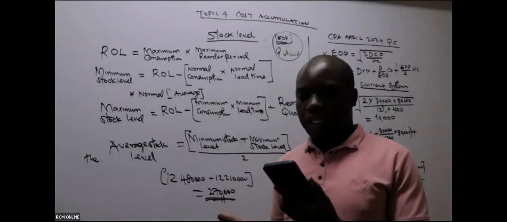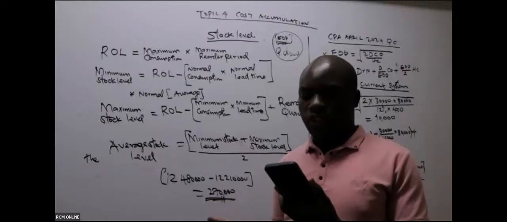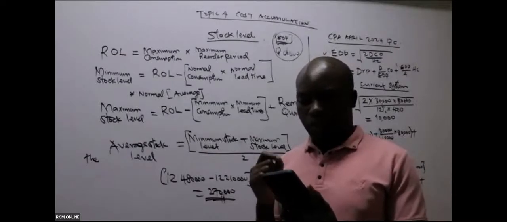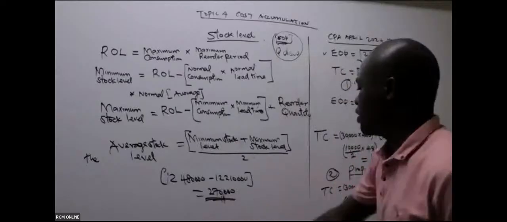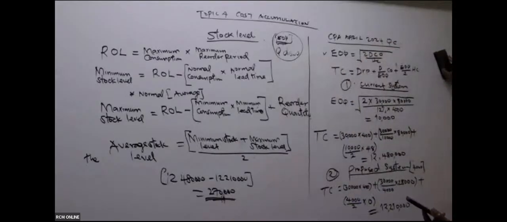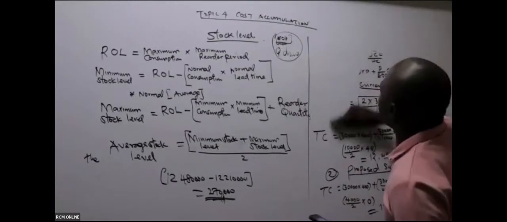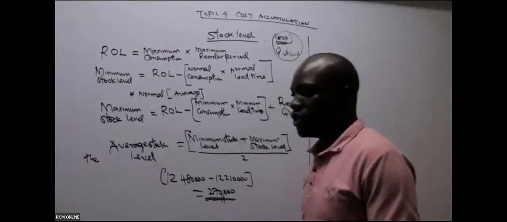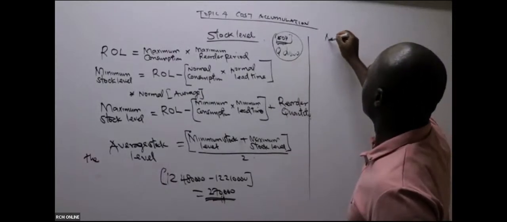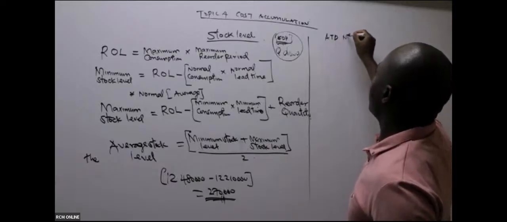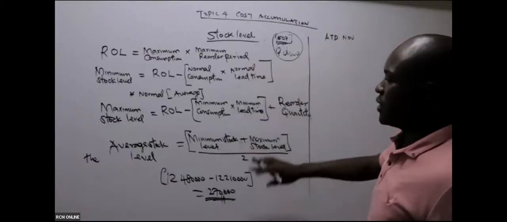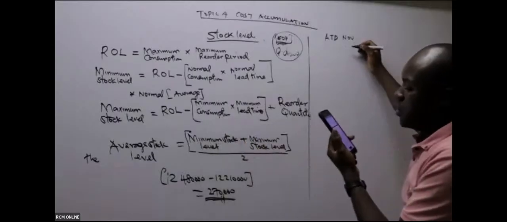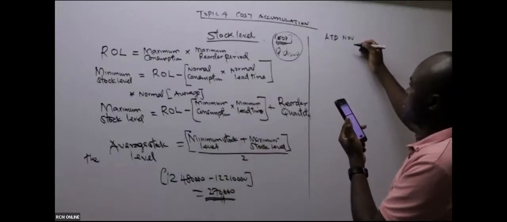We can move to ATD, November 2020, question number 2B. The ATD students expect a question from this particular section, especially something equal to what we are going to do here.